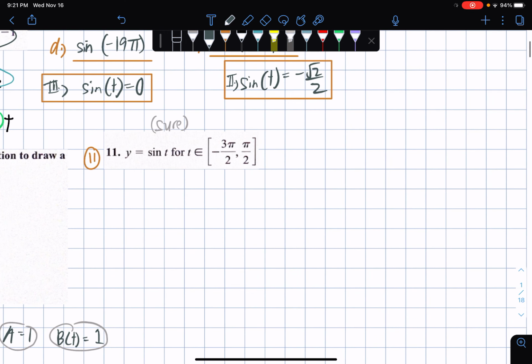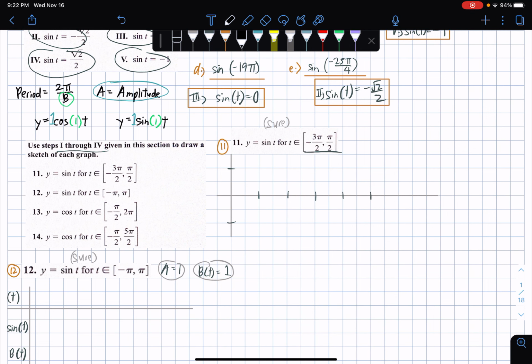So in number 11, y is equal to sine t for t is an element of negative 3 pi over 2 and pi over 2. So basically what is stated here, those are going to be the values in the x-axis. So given a particular line like this, they are going to be the values here. The values on the y-axis would be the amplitude, usually only the two of them.